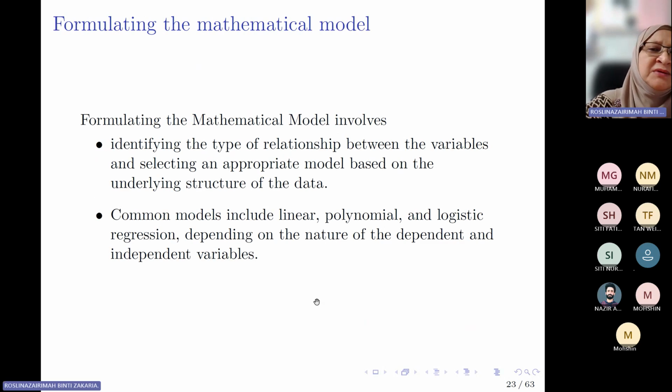So what does formulating the mathematical model involve? Identifying the type of relationship between the variables and selecting an appropriate model based on the underlying structure, because sometimes the data is not in a linear relationship, it is curvilinear. And sometimes it is not a one-to-one relationship. Sometimes it is one to many variables. So it is a different formula. Common models include linear, polynomial, and logistic regression. It depends on the nature of the dependent and independent variables.